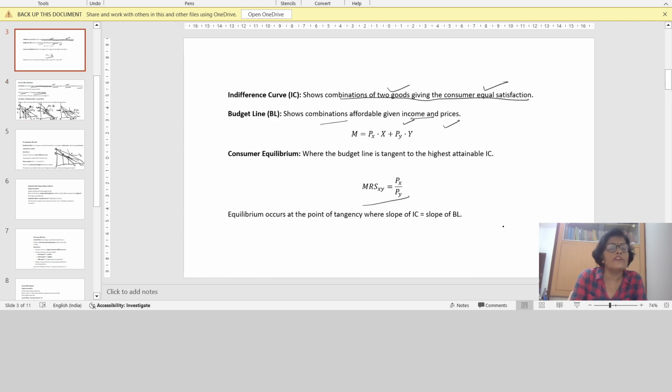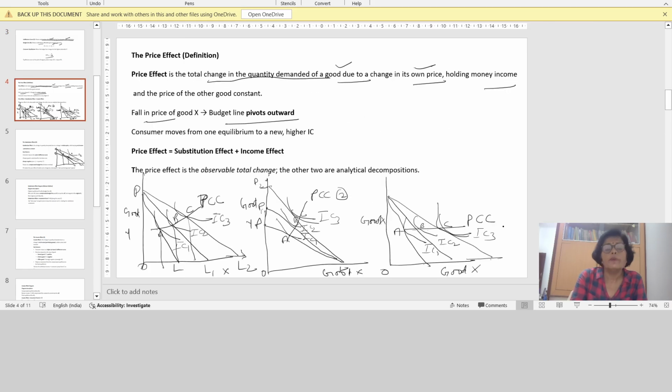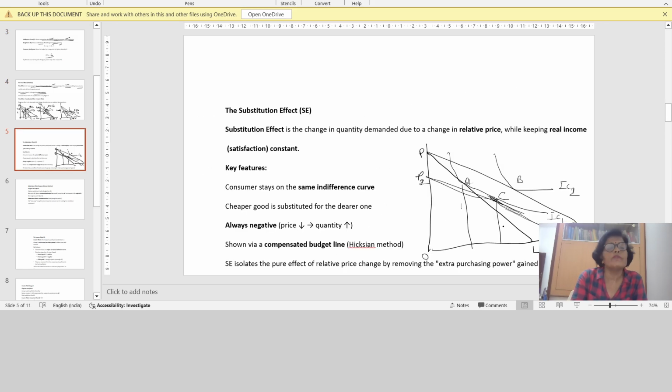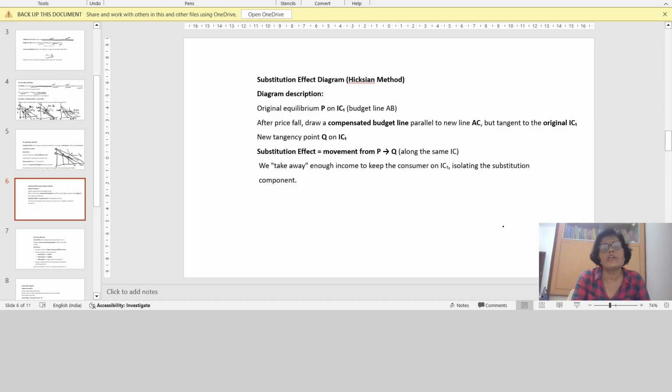So price effect is the change in equilibrium due to change in prices. Substitution effect is the change in the quantity demanded due to change in relative prices, while keeping the real income constant. Whatever income increases due to lower prices, we take that income from the consumer, and we want to keep the consumer on the same indifference curve by keeping his real income constant. The consumer stays on the same indifference curve.